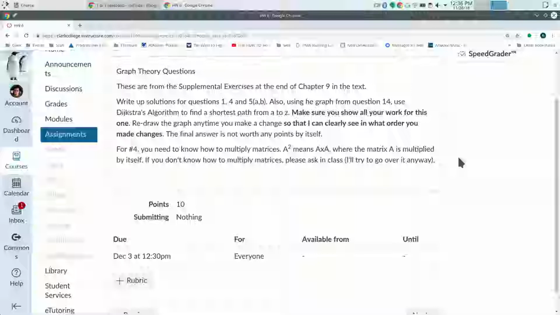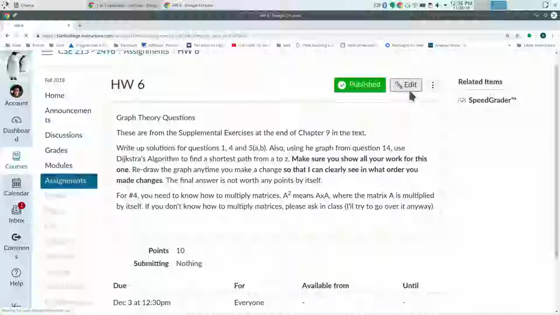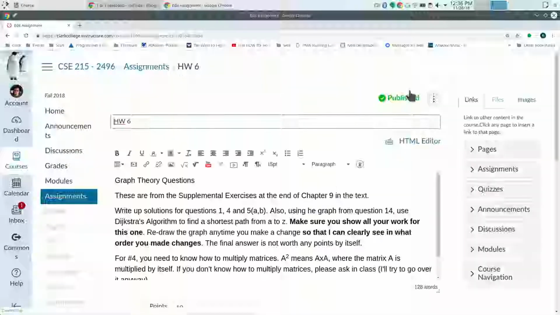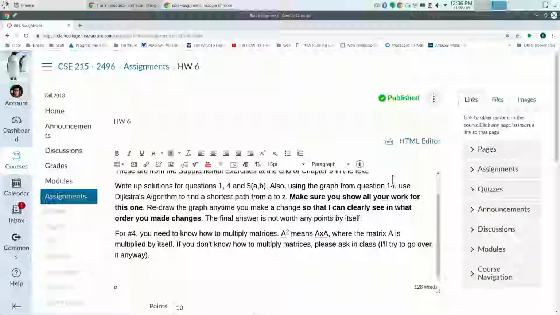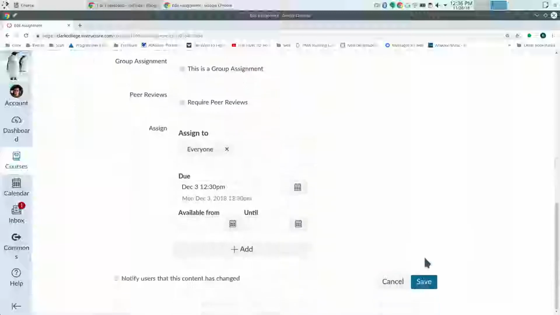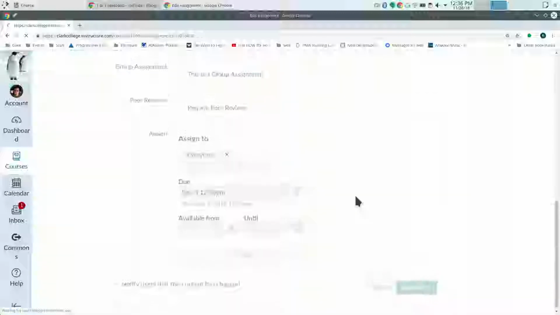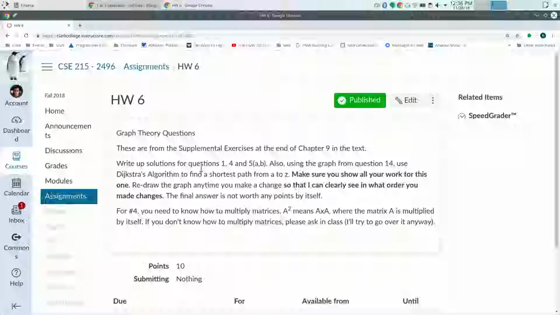And then question 14, I don't want you to do the question as it's written. I want you to just take the graph from question 14 and run Dijkstra's algorithm on it. So it's an easy place to find a graph. You said just 5A and B? 5A and B.